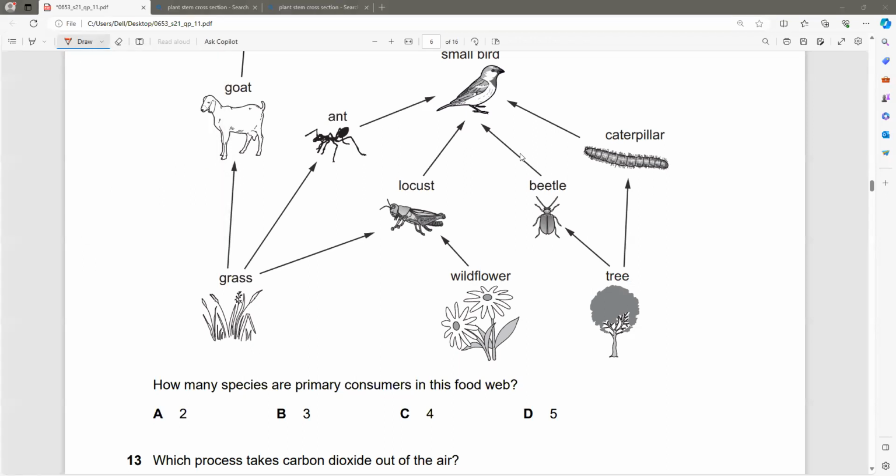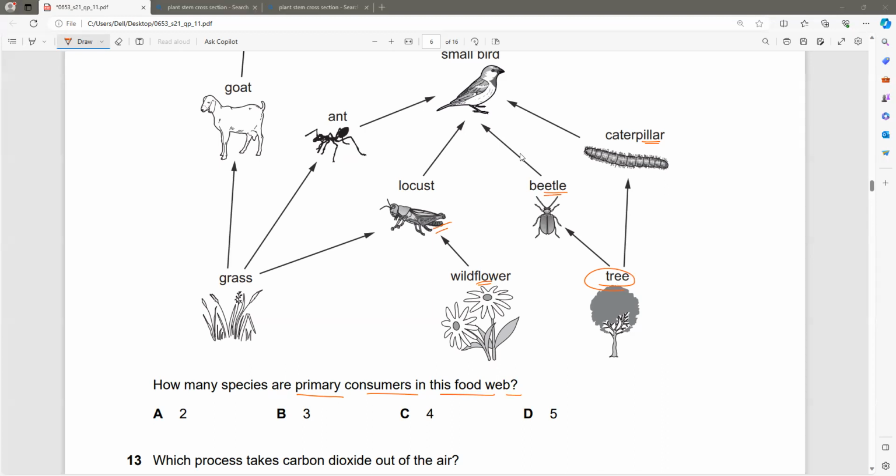So now they are asking how many primary consumers are in this food web. Primary consumers means who will eat the plants. So how many primary consumers are there? Anybody? Yes? All of you? Five, sir. Five. Because the tree will be eaten by the caterpillar as well as the beetle. Wild flowers will be eaten by the, what is that? I forgot the name.